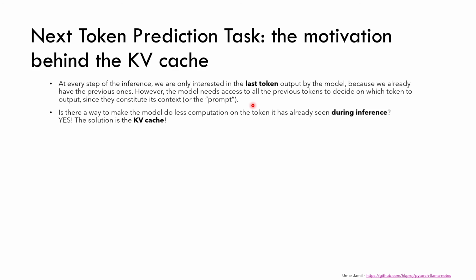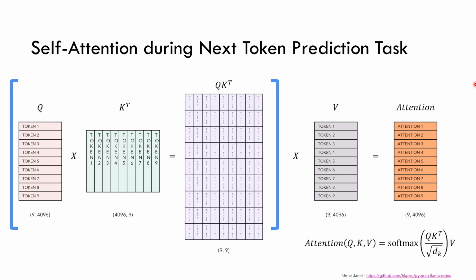So the KV cache is a way to do less computation on the tokens that we have already seen during inferencing. So it's only applied during inferencing in a transformer model. And it not only applies to the transformer like the one in LLaMA, but to all transformer models, because all transformer models work in this way. This is a picture of how the self-attention works during the next token prediction task. So as you saw also in my previous slides, we have a query matrix here with n tokens. Then we have the transpose of the keys.